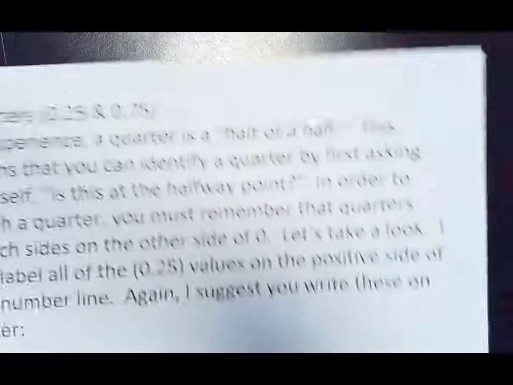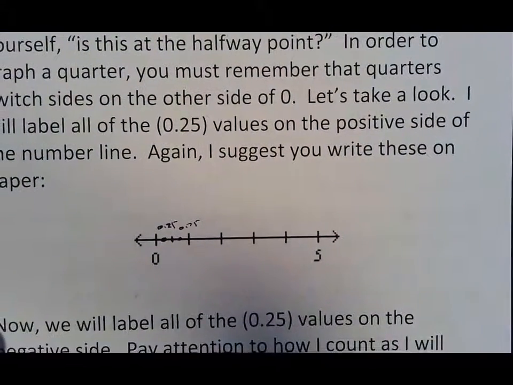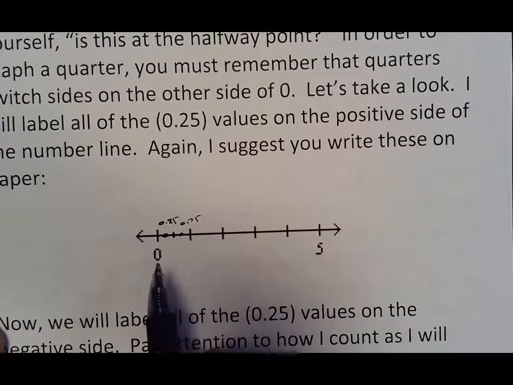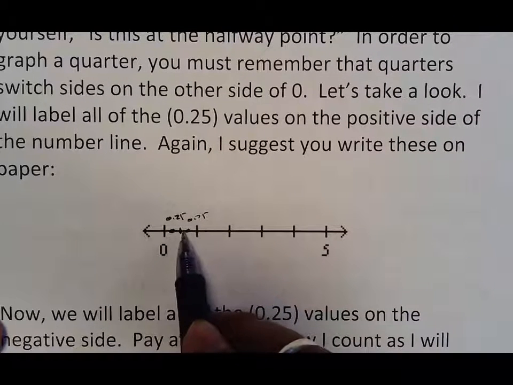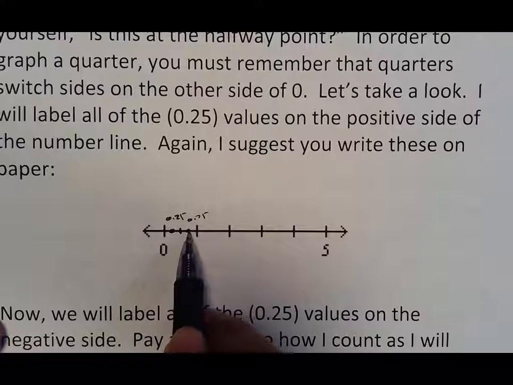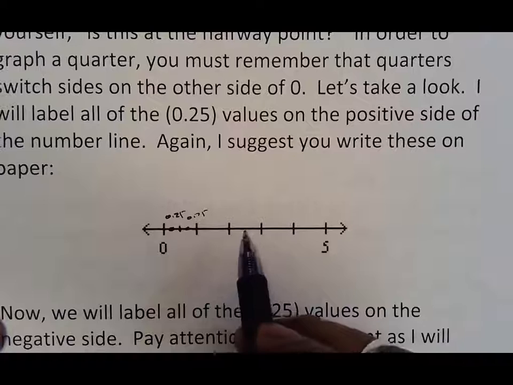Alright, hold on, let me make sure that's what I'm doing. Yeah, it is. But either way, when you're talking quarters, the one that's closer to 0 is 0.25. The one that's further from 0 is 0.75. So I'm going to put the points there. I'm not going to label it because I definitely don't have enough room to do that.